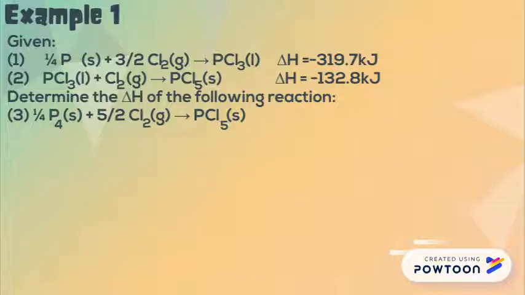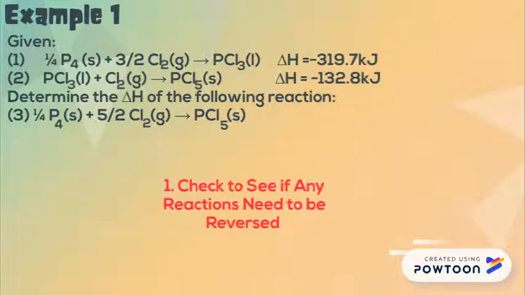Let's try example number 1. Given equation 1 and 2, we want to determine the delta H of the following third reaction. So our goal is to manipulate the first two simpler reactions to get our overall third reaction. The first thing I check is to make sure reactions 1 and 2 are written correctly. I don't need to flip them or reverse them. P4 should be on the left, and it is, and Cl2 should also be on the left, which it is. So both reactions do not need to be flipped.